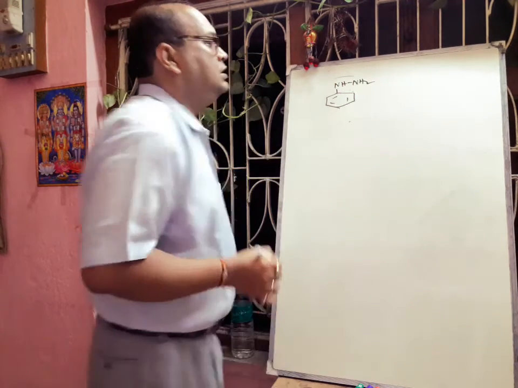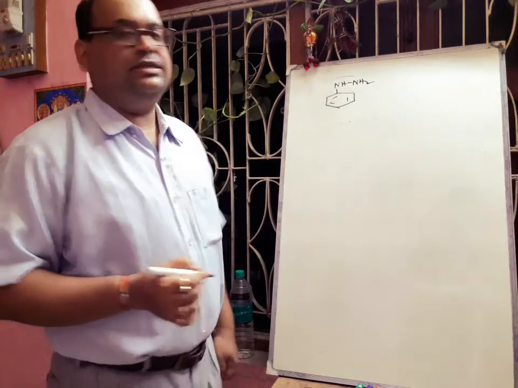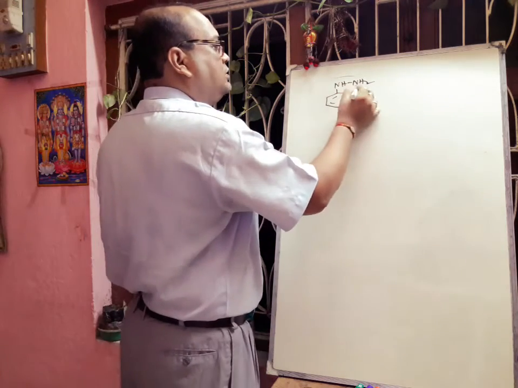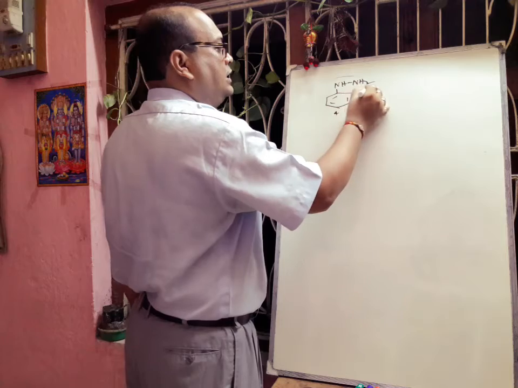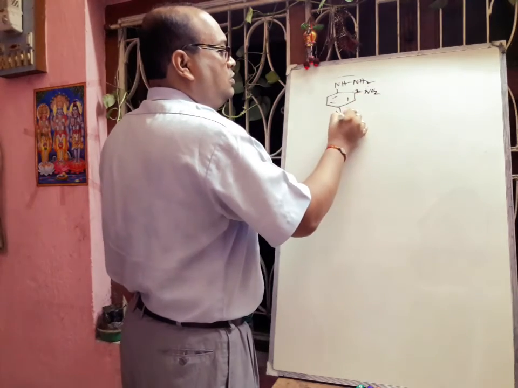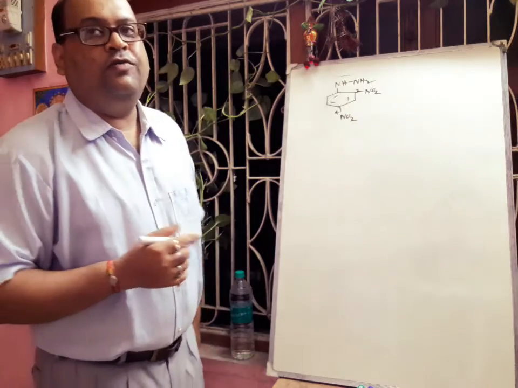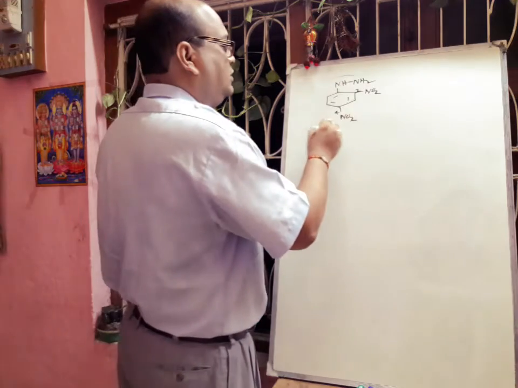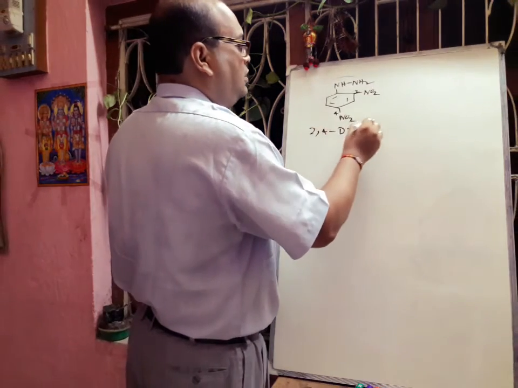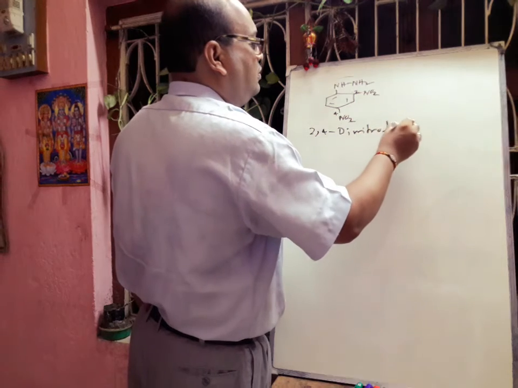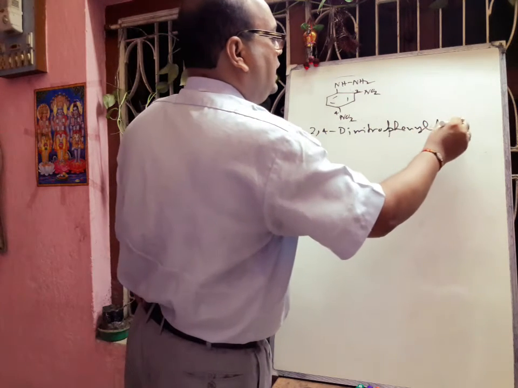NH2. This one is called phenyl hydrazine. At the 2 and 4 positions there will be nitro groups. So this reagent is called 2,4-dinitrophenyl hydrazine.